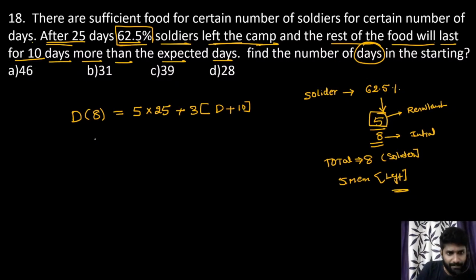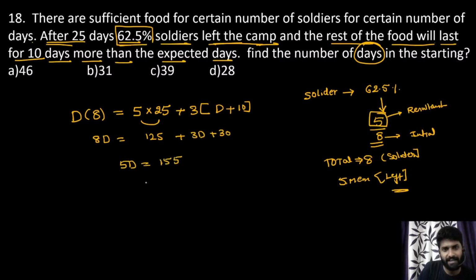Now you can see, guys, 8 into D is exactly equal to 525, that is 125 plus 3D plus 30. Now finally 5D is equal to 155. Then D is equal to 155 by 5. The value becomes 31 days. The answer is equal to 30.